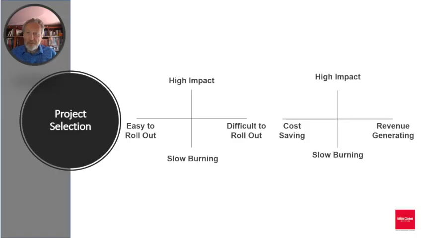So the first step is to take an overview of each project from the company preference perspective. That is, whether it has high impact or it's a slow burning project. Is it easy to roll out, difficult to roll out? Is it a revenue generating project, or is it a cost saving project? So these can be plotted easily enough on grids.